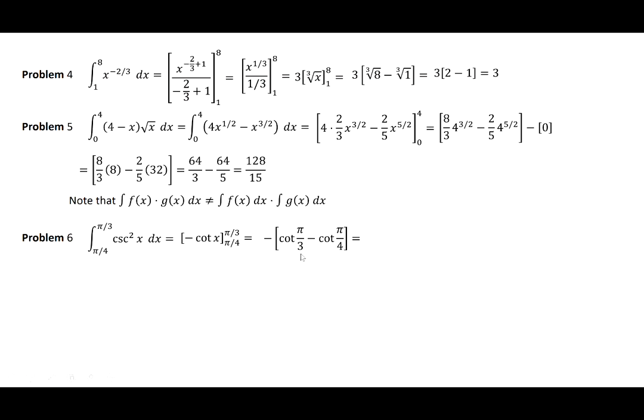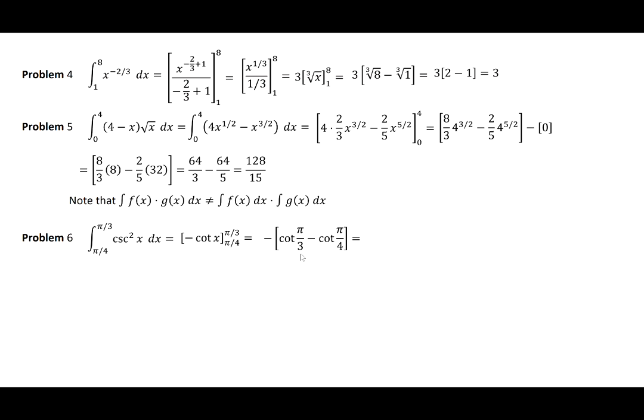Okay, cotangent of pi thirds. That means cotangent of 60 degrees. Cotangent is cosine over sine. So, cosine of 60 degrees over sine of 60 degrees. Cosine 60 is 1/2. Sine 60 is square root of 3 over 2. So, that's going to be 1/2 over square root of 3 over 2, which is 1 over square root of 3.